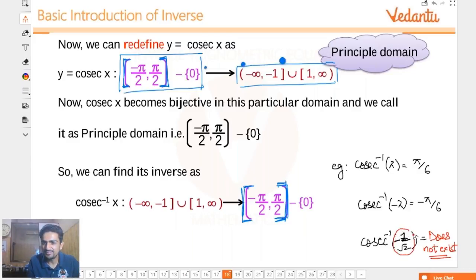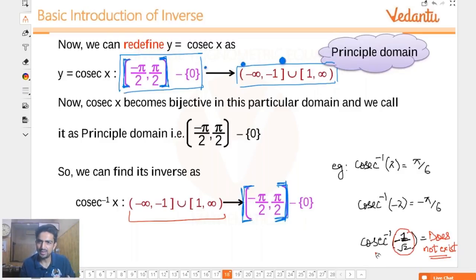Minus half. You can see it in two ways. Number one, minus half is not in the domain. Minus 1 by root 2 is not in the domain. Or you may think of it as cosecant inverse minus 1 by root 2 being the angle for which cosecant is minus 1 by root 2. That is, for which sine is minus root 2.